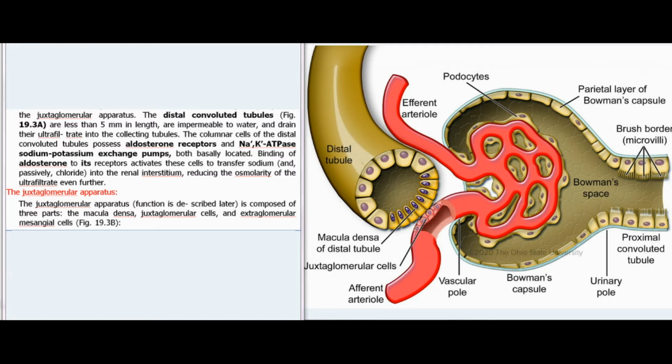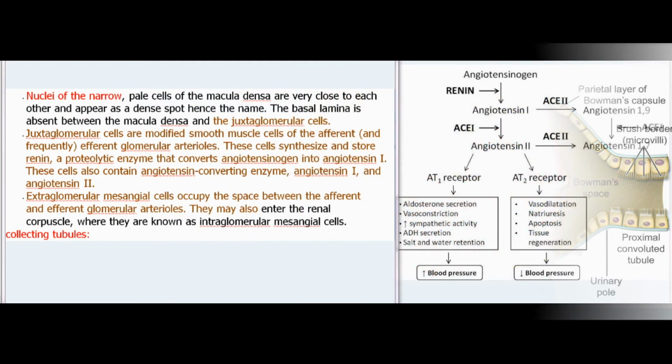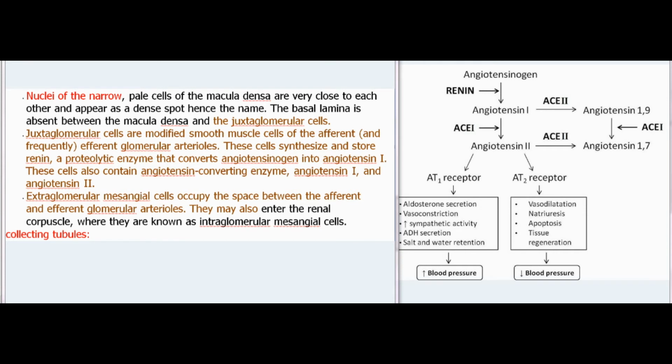The juxtaglomerular apparatus, whose function is described later, is composed of three parts: the macula densa, juxtaglomerular cells, and extraglomerular mesangial cells, Fig 19.3b. Nuclei of the narrow, pale cells of the macula densa are very close to each other and appear as a dense spot, hence the name. The basal lamina is absent between the macula densa and the juxtaglomerular cells.